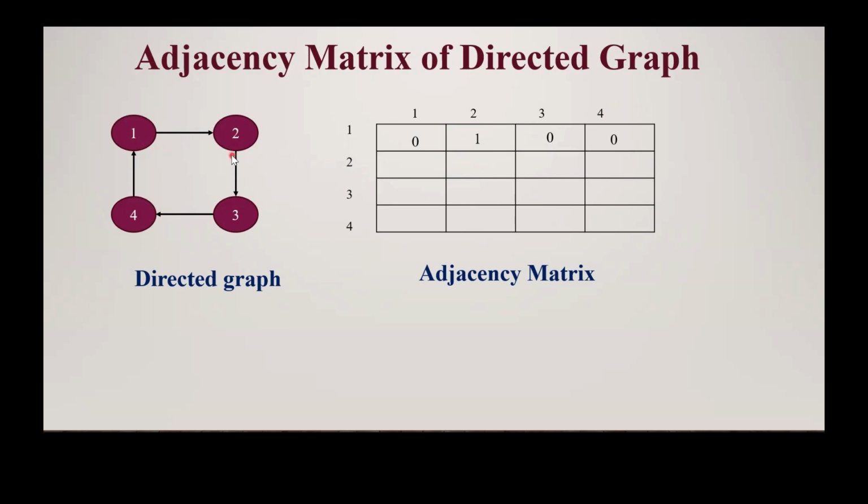Then we come to 2. 2 to 1, no, 0. So only 2 to 3 is present. So 2 to 3 is 1, remaining are 0. Similarly, from 3, 3 to 4 is present, and there is no other path. So 3 to 4 value is 1, remaining are 0. Then 4 to 1 is 1, remaining are 0. So this is the way we can convert any graph into an adjacency matrix.